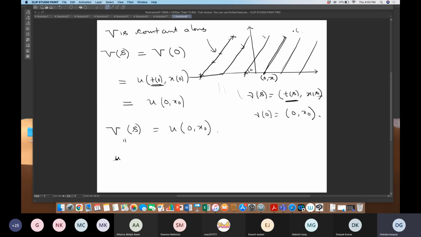Now you have to tell me. We have obtained that V is constant along this line. Now take any point x comma t. You have to find u of x, t. How will you find it? Tell me.